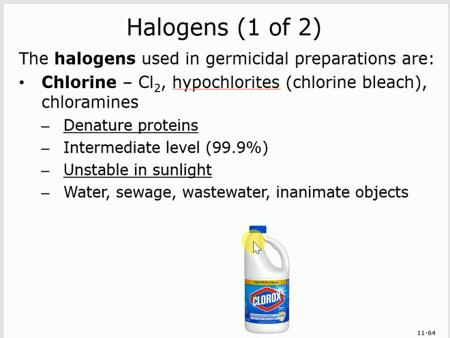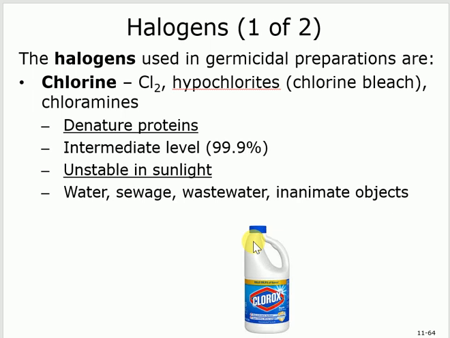Halogens: you need to remember that chlorine is a halogen. How does it work? It denatures proteins. And it is unstable to sunlight. Can you remember this? Chlorine is one of the halogens. It's a germicidal, like bleach, for example. How does it work? It denatures proteins. Do we need to remember this? Yes.